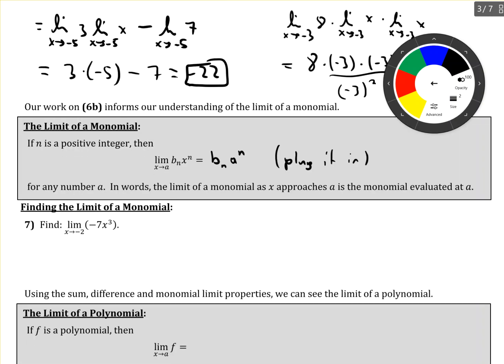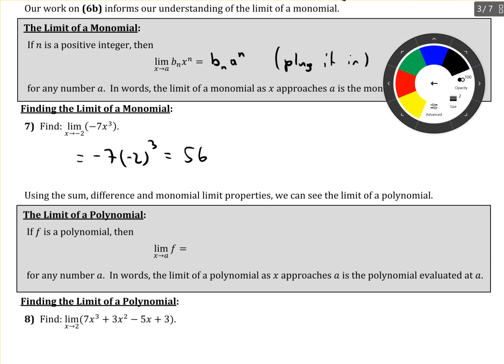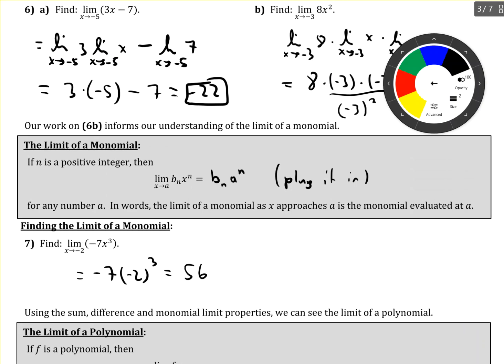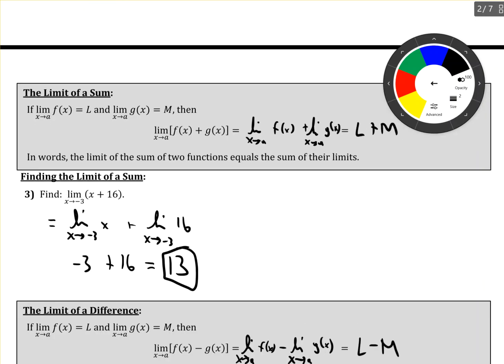So this is going to equal -7 times (-2) to the third, which is 7 times 8, 56. All right, so now notice using this rule that we proved by example. Again, we didn't rigorously prove it or anything, but hopefully you can see that it would work.